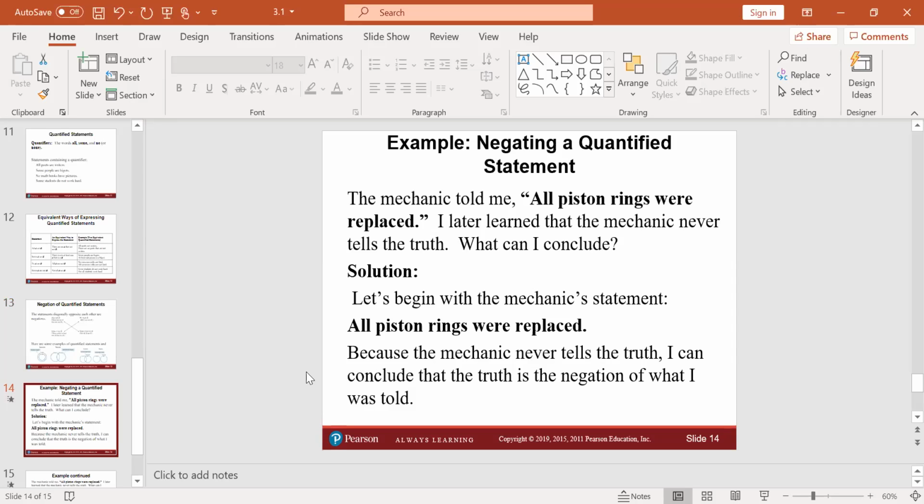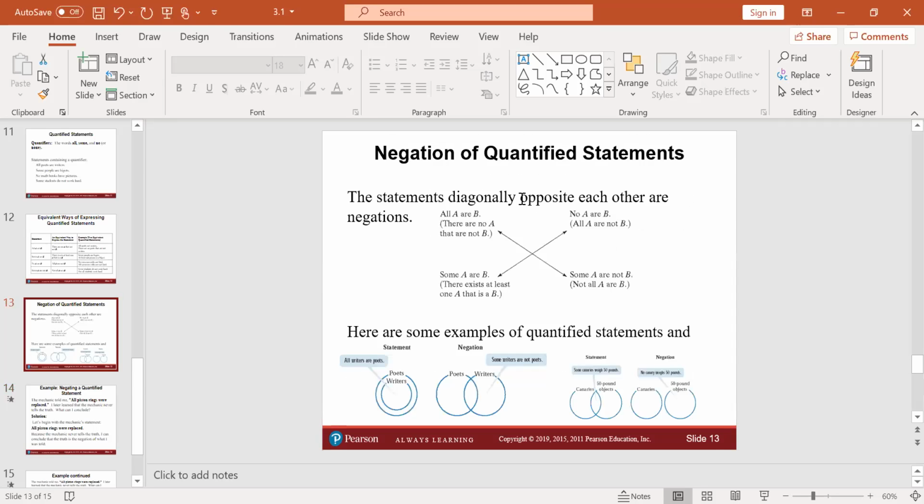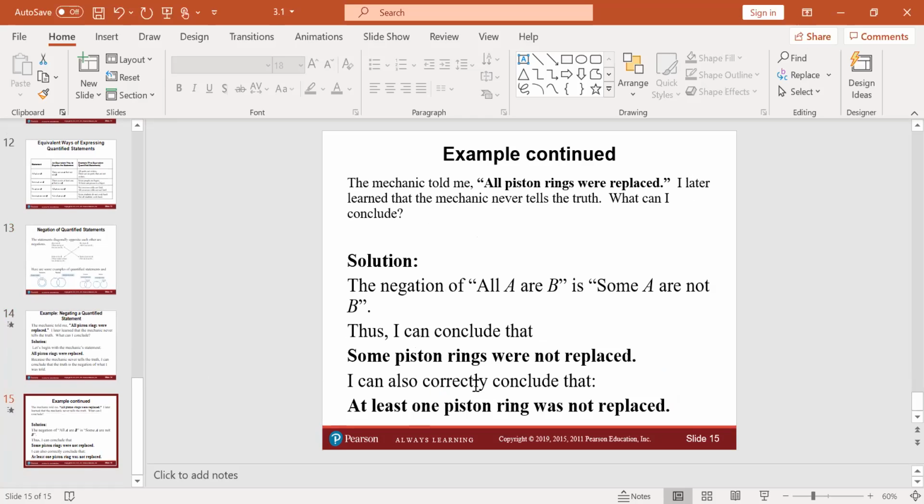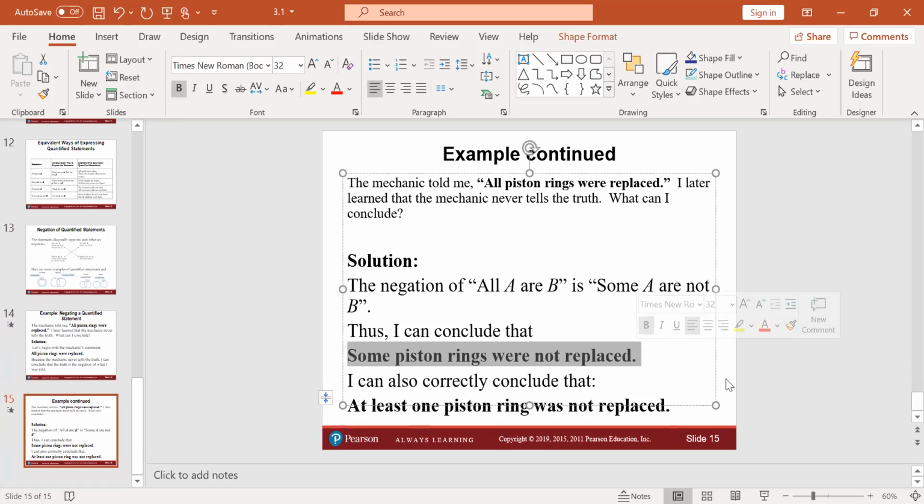The mechanic told me all piston rings were replaced. I later learned that the mechanic never tells the truth. So what can I conclude? Well, if the statement is all piston rings were replaced, we're using the all. So we have to use the negation because the mechanic was actually lying. And the negation then is that some piston rings were not replaced. That is the negation. That is the opposite sentiment.